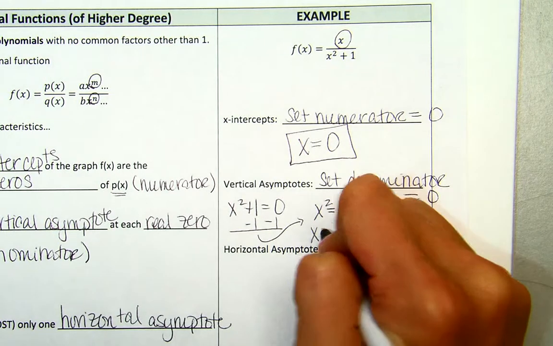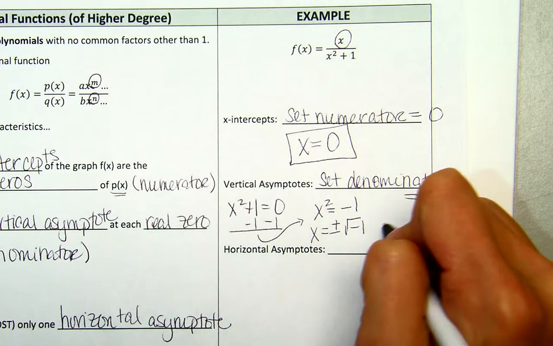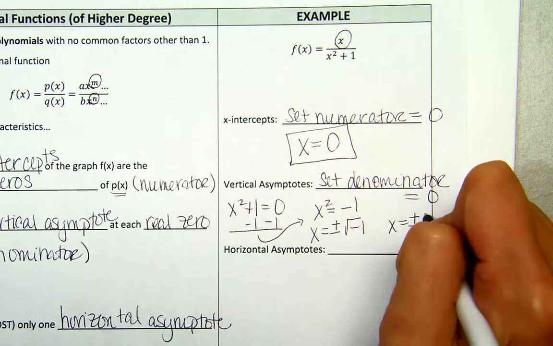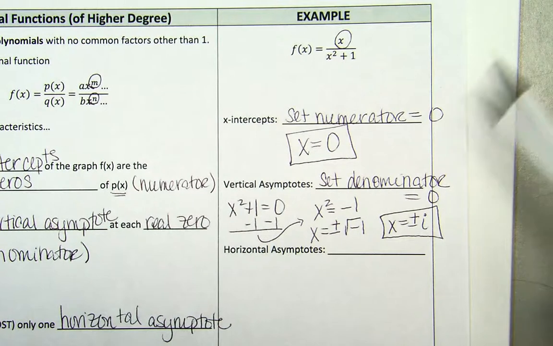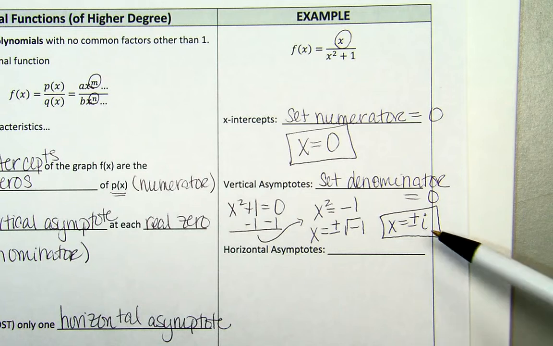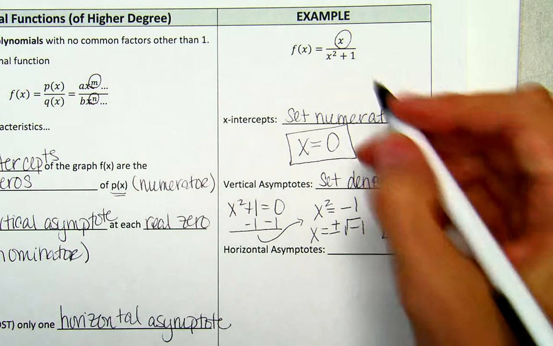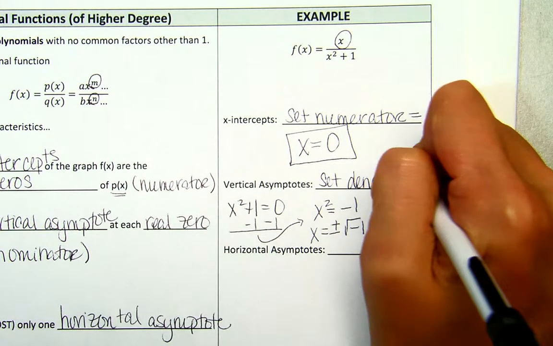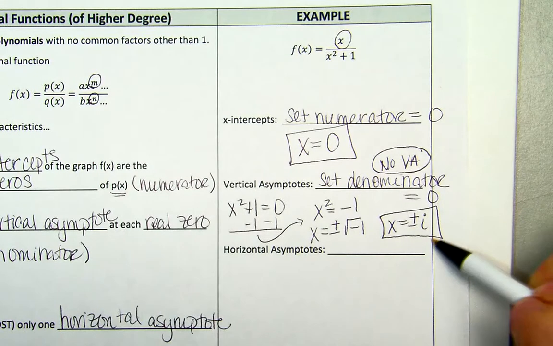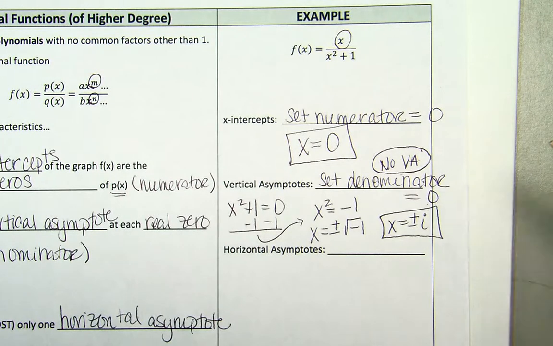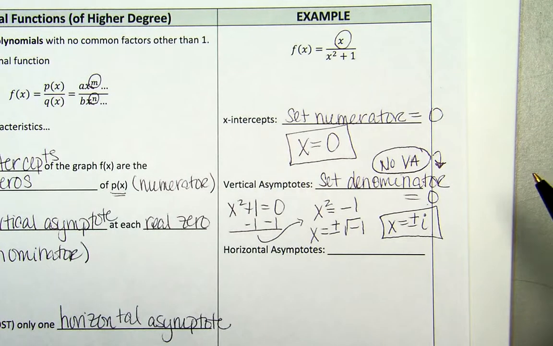So we get x is equal to plus or minus the square root of negative 1, which we all know is actually x is equal to plus or minus our imaginary unit. And since we have our imaginary numbers here, we have no real solution. So since we have no real solution, we also have no vertical asymptote. I'm going to write that up here. No vertical asymptote because we have no real solution when we set our denominator equal to 0. So we have no vertical asymptote for this example.